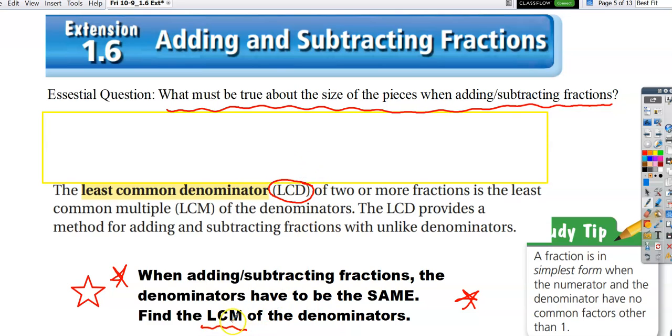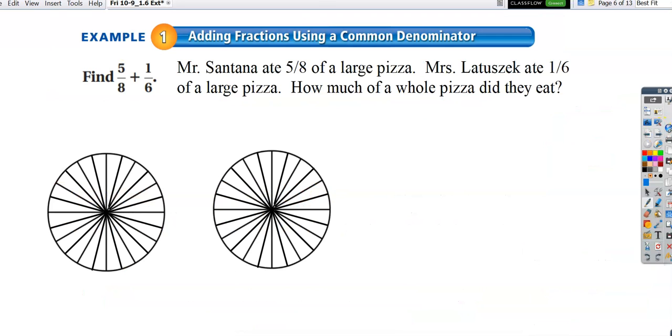Hey, you know how to find a least common multiple. You either make a list, right? So we did the list method or we did the ladder method. Those are the 2 ways that we have to figure out the least common multiple. And it turns out that that is going to be the same thing as the least common denominator. Okay, let's look at an example. So here's what I want you to write in your math notebook. Example 1, you're adding 5/8 plus 1/6.